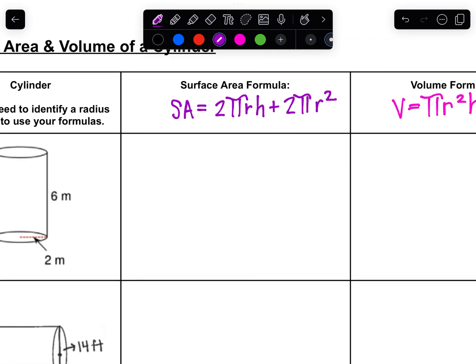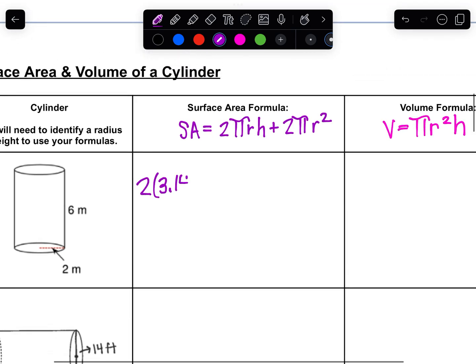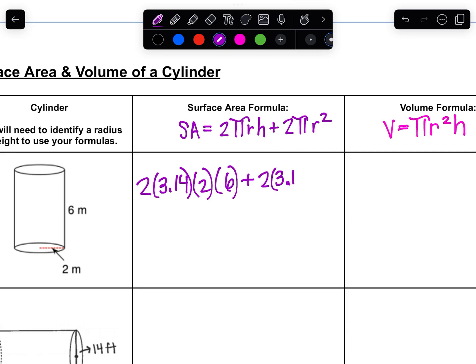Starting with the surface area, I'm just going to write my 2, my 3.14. I notice my radius is 2, my height is 6. Second half, 2 times 3.14 again. And my radius is 2, and I'm going to multiply it by itself. Quite honestly, this is just a lot of calculator work. So I know 2 times 2 is 4, and 4 times 6 is 24. And then I'm just going to take that 24 times 3.14.